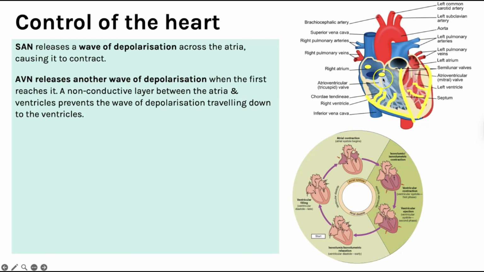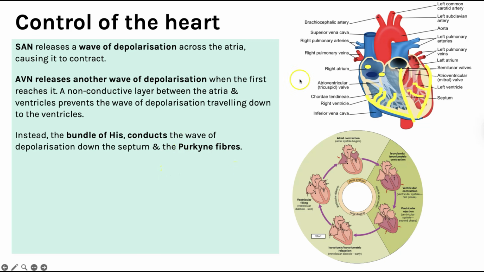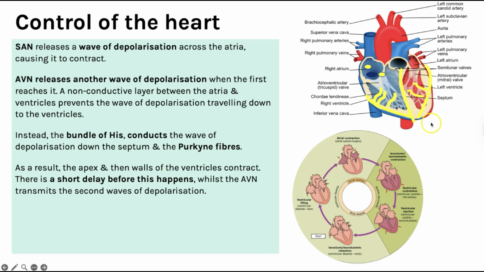However, there is a layer of non-conductive tissue between the atria and the ventricles, and this prevents that wave of depolarization travelling straight down through the cardiac muscle in the ventricles. That means instead the wave of electricity has to go through the bundle of His and then the Purkinje fibres. As a result, the ventricles actually contract at the apex, which is this very tip here, and then the walls of the ventricles contract after a short delay.